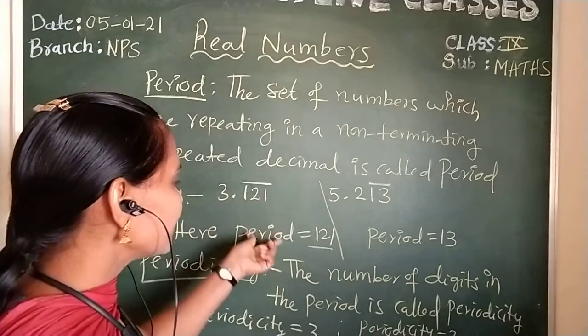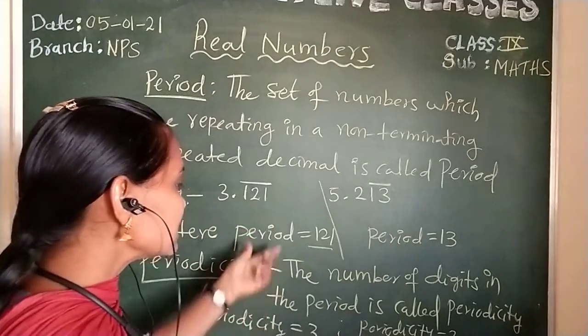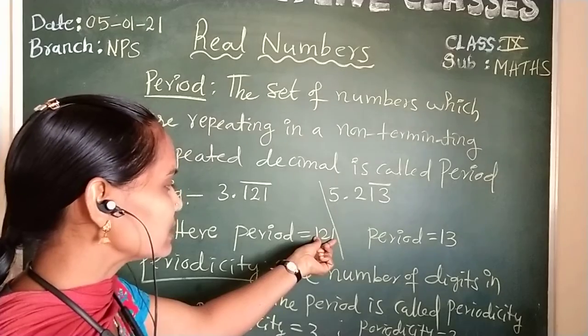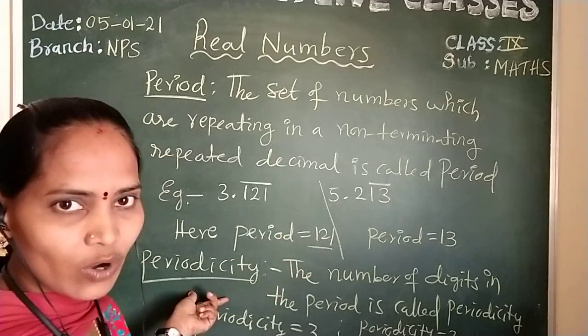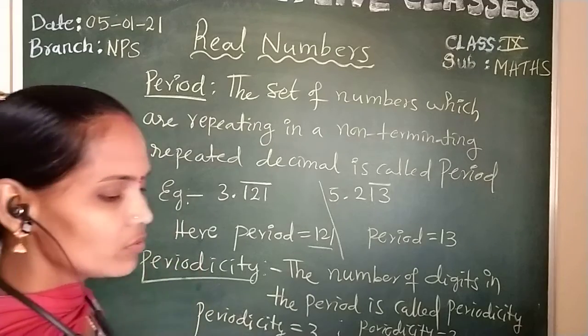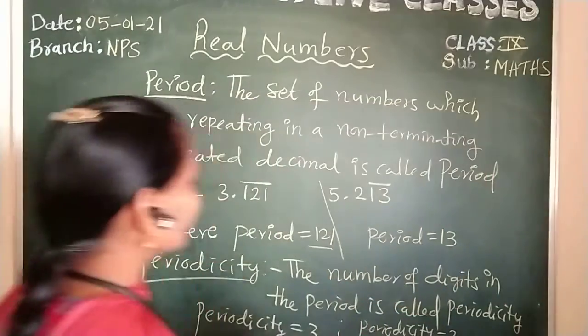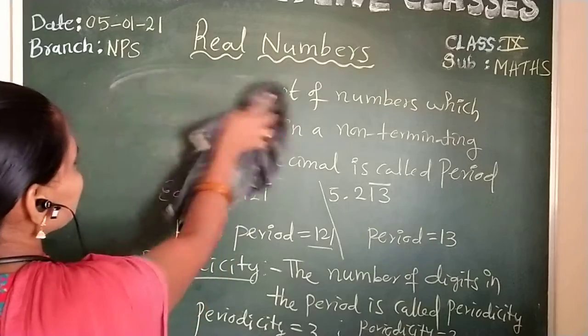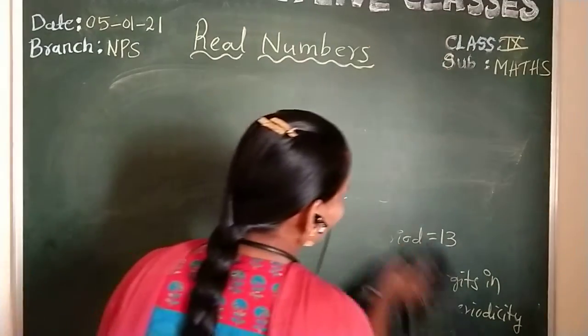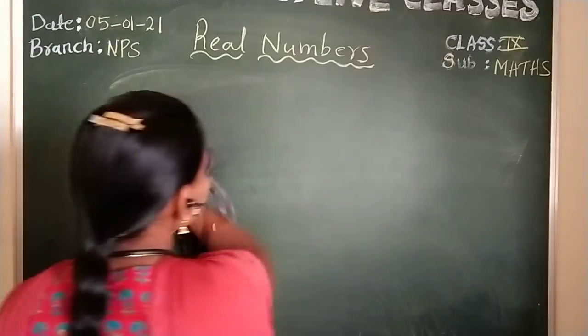First, if you find the period, the number of digits in that period is periodicity. Okay, you should just count the digits in the period, that is the periodicity. I hope it is clear. Based on this you have sums. That's what I explained to you: what is period and periodicity. If it is clear, you can understand what I am going to explain next.